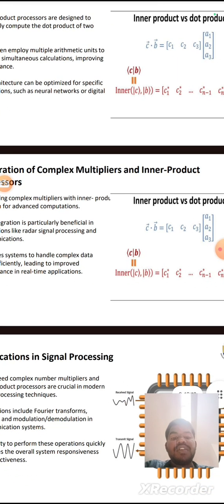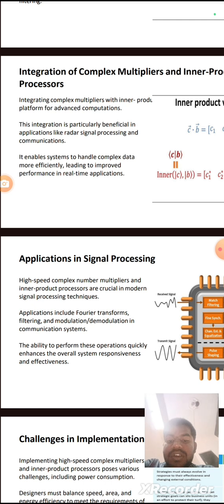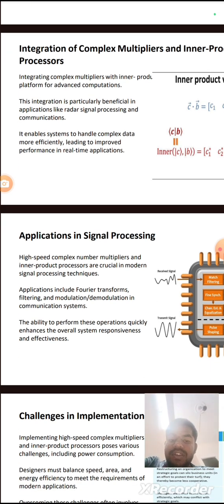Inner product and the applications of signal processing. High-speed complex number multipliers and the inner product processor are crucial to modern signal processing techniques. Applications include modulation and demodulation in communication systems. The ability to perform these operations quickly enhances the overall system responsiveness and effectiveness.